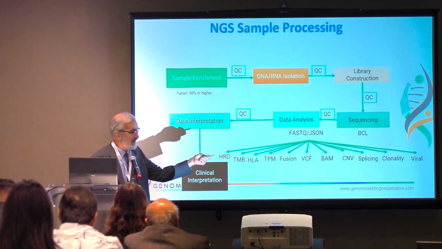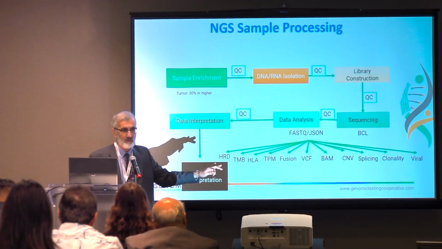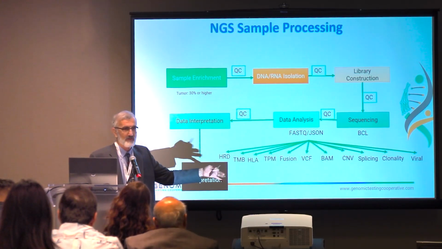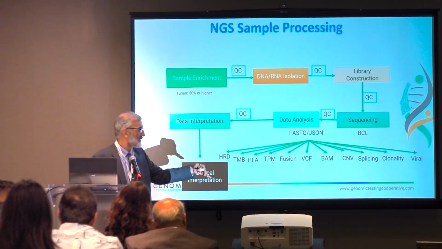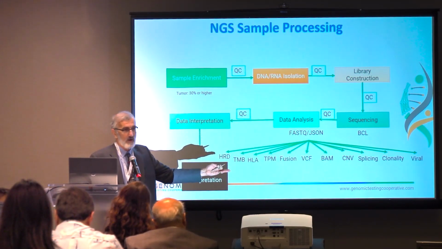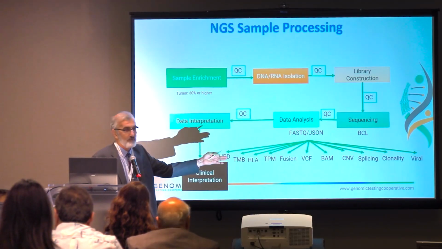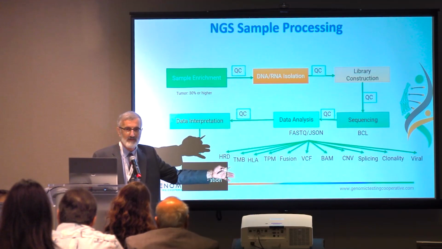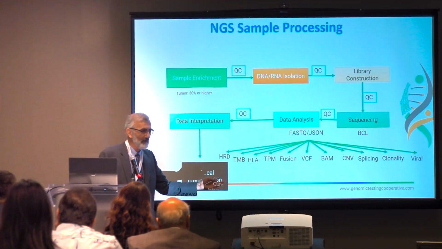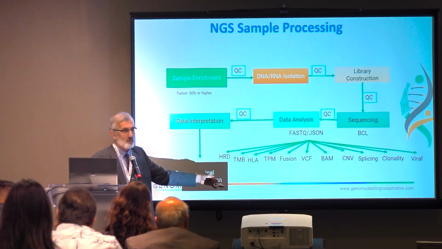You want to look at CNV, which means copy number variations. That's a different software. You have to use it in your pipeline. Splicing, you want to evaluate splicing. That's a different software in your pipeline. If you're looking at B-cell and T-cell clonality, you want to use a different software in your pipeline. If you're looking at viral RNA or DNA, you want to use a different software in your pipeline. For fusions, also different software.